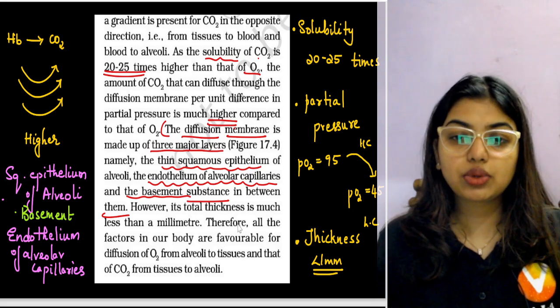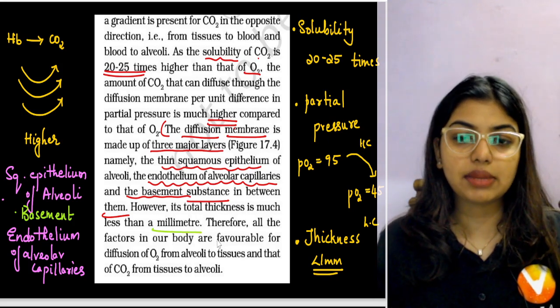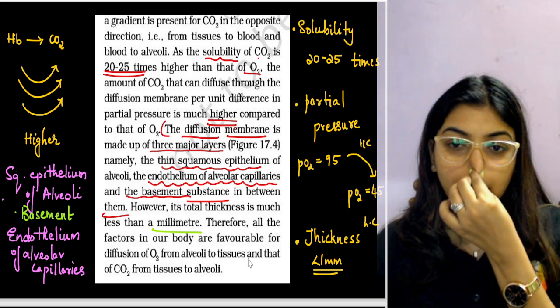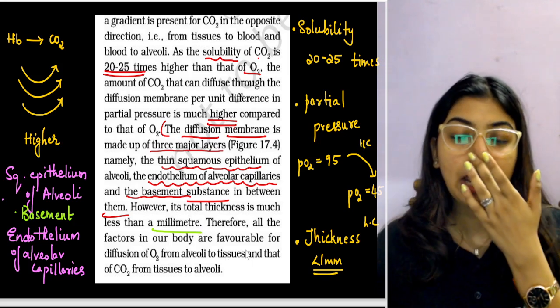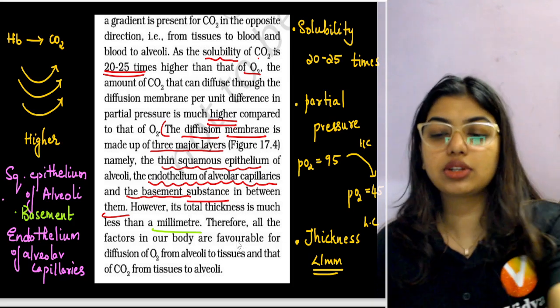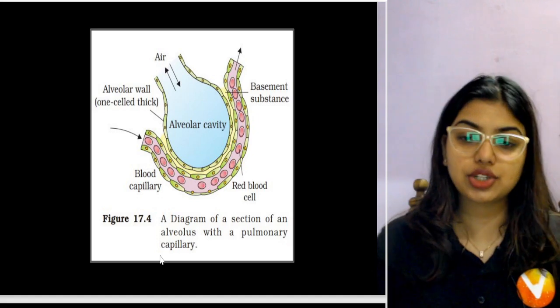Now, however, the total thickness is much less than a millimeter. I told you, less than 1 mm. Therefore, all the factors in our body are favorable for diffusion of oxygen from alveoli to the tissue, and that of carbon dioxide from tissues to the alveoli. So, one thing, always remember that dissociation should happen.